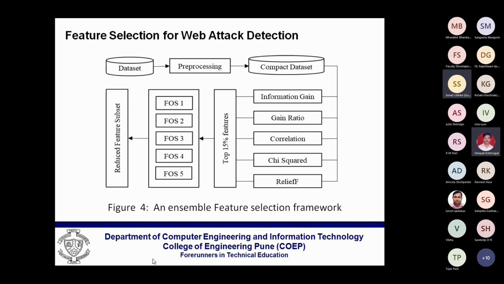We will take a data set, meaning captured network traffic, a benchmark data set, and just do the pre-processing. Pre-processing means we remove duplicate features, repeated features, null values, and infinity values present in the data set. Then we get the compact data set.